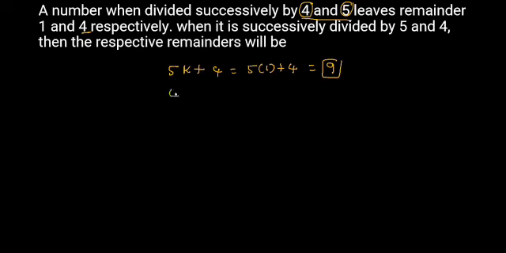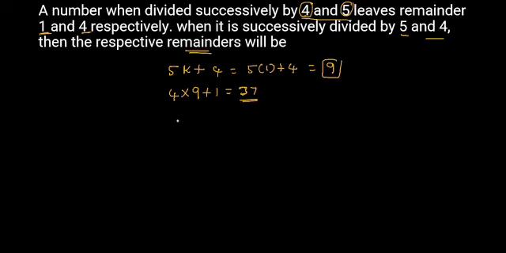So now you substitute 4 into 9, and when you divide by 4, what is the remainder? 1 is the remainder. So 4 into 9 is 36. 36 plus 1 is actually 37. So the number is 37. Now the question has been asked: when it is successively divided by 5 and 4, what are the remainders?